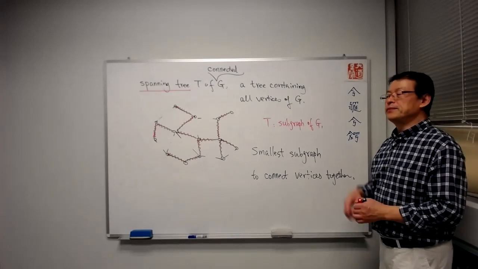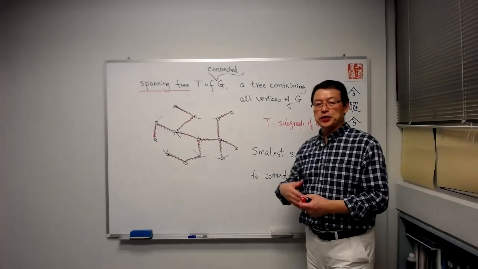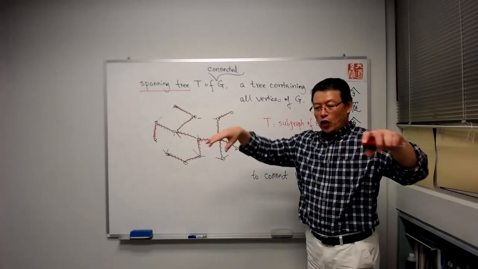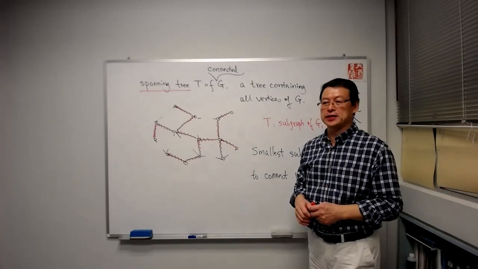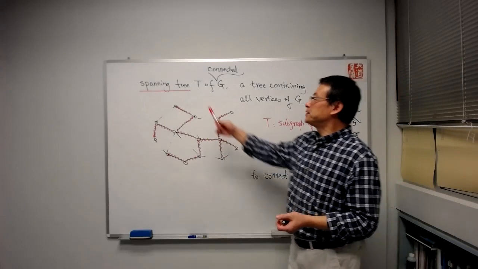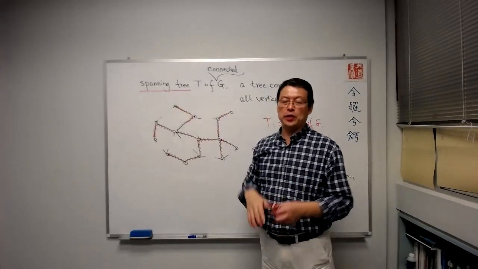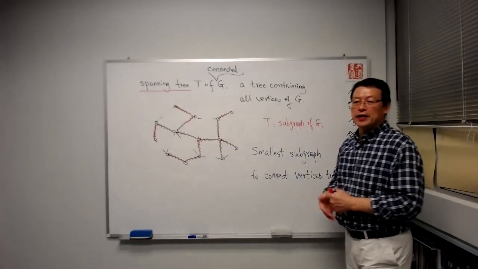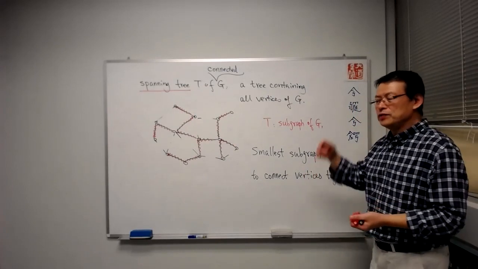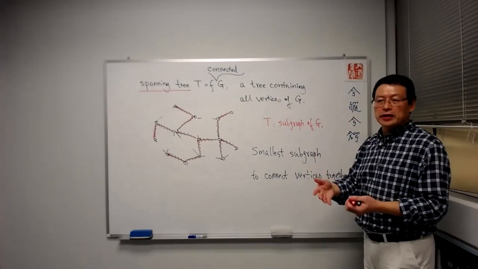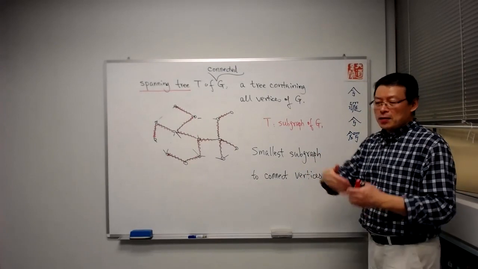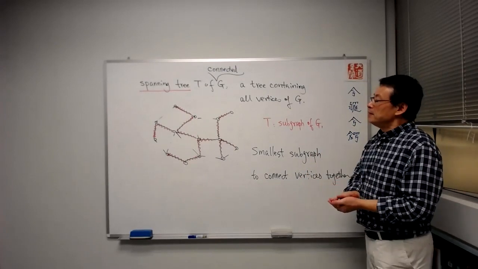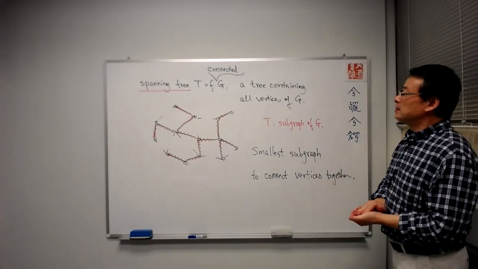Okay. So in many applications, we want to connect all vertices together with minimum cost. So what we need is the so-called minimum spanning tree, which we'll be discussing in the algorithm course or the data structure course. I think you may see minimum spanning tree in the data structure course, even in the programming course.